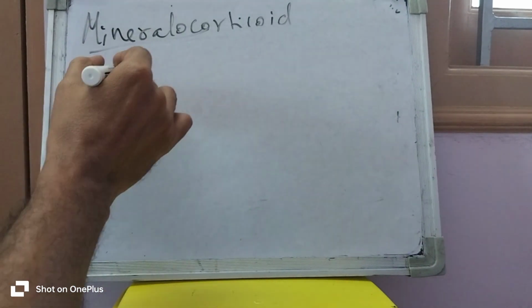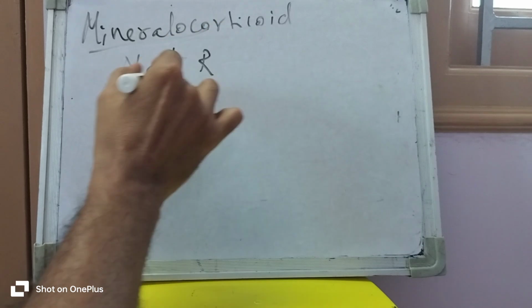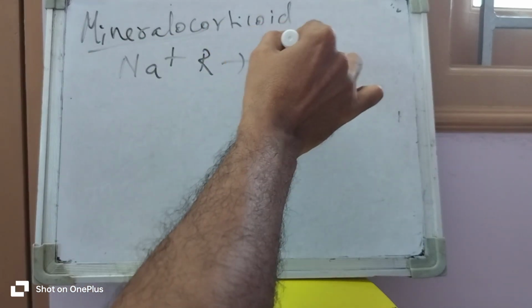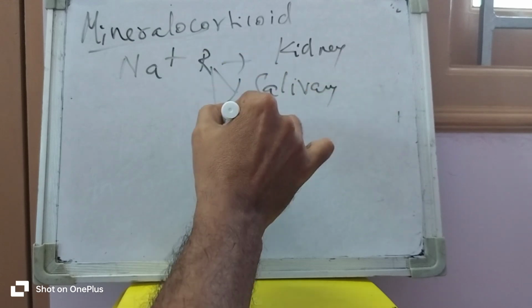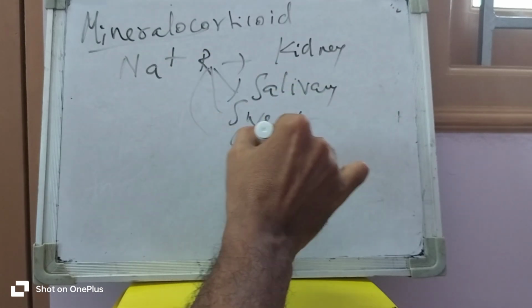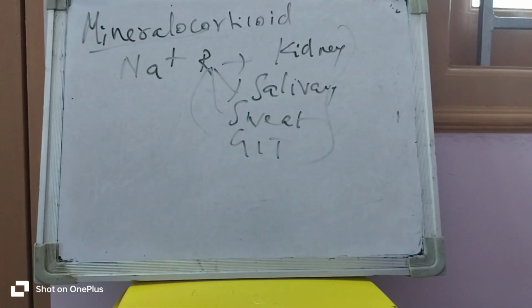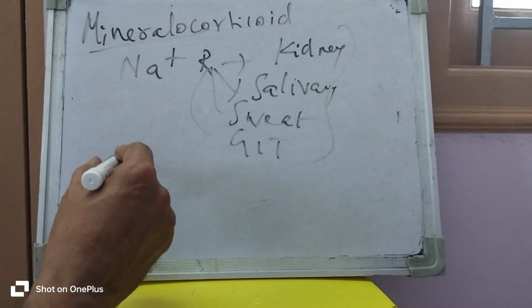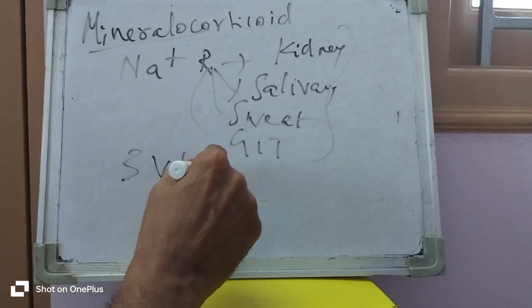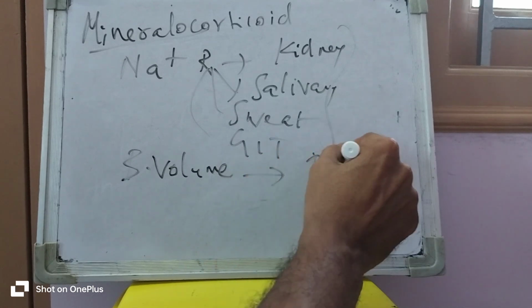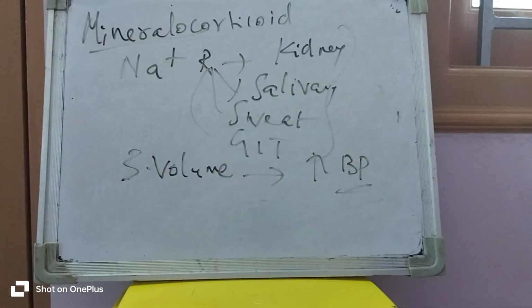So aldosterone stimulates sodium reabsorption in renal tubules, in kidneys, also in the salivary glands, in the sweat glands, in the GIT. So in all these areas, the sodium absorption is increased. When sodium is absorbed, water will also be absorbed, and ultimately the increase in sodium and water leads to increase in the blood volume, and this will also lead to increase in the blood pressure. So there will be hypertension when the mineralocorticoids are excess. There is another feature when there is excess mineralocorticoid.